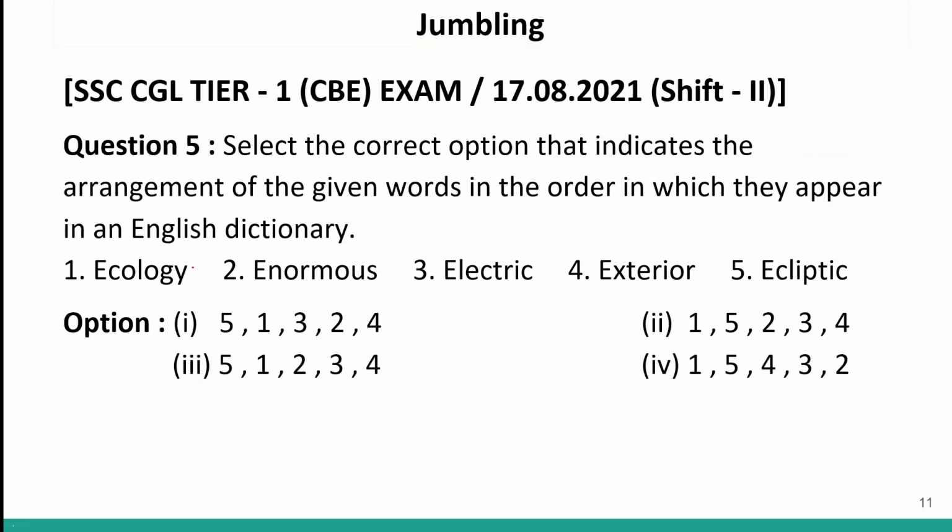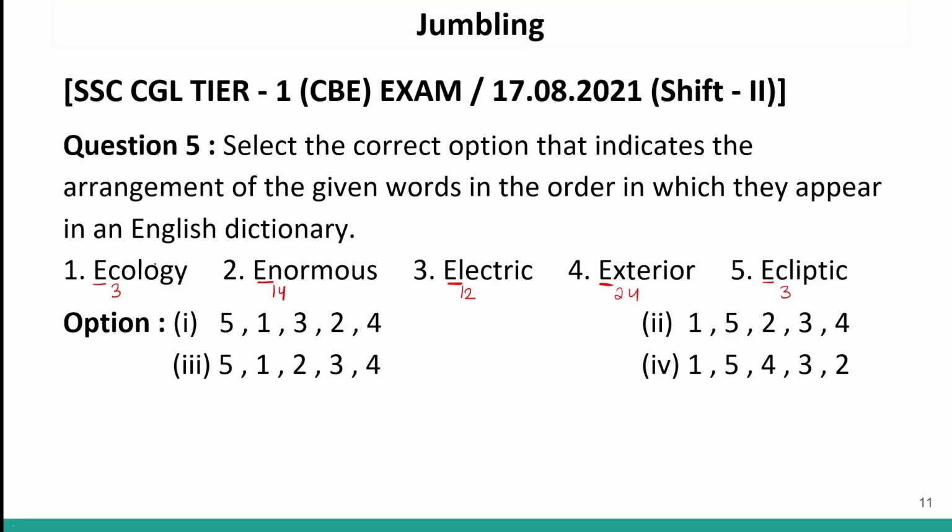Now, ecology, enormous, electric, exterior, and eclectic. Now, ecology, E is same in all the 5 words. Second letter is C, which is third position. N is 14th position. L is 12th position. X is 24th position, and C is again 3rd position.